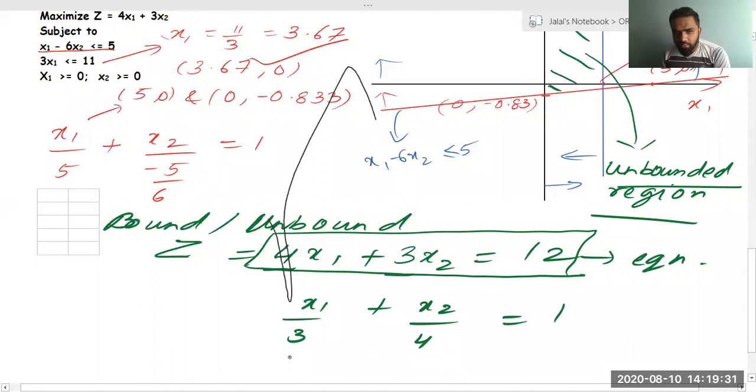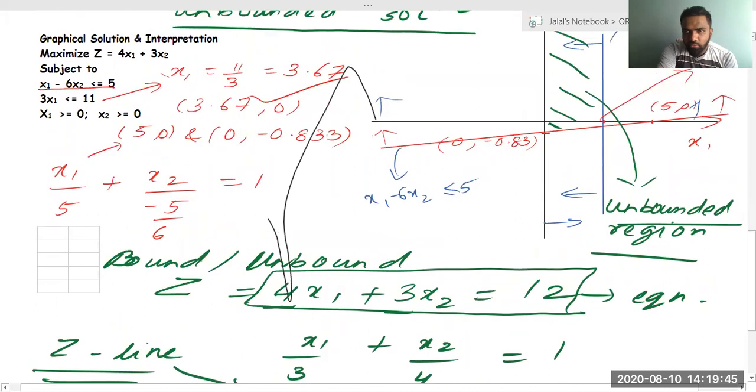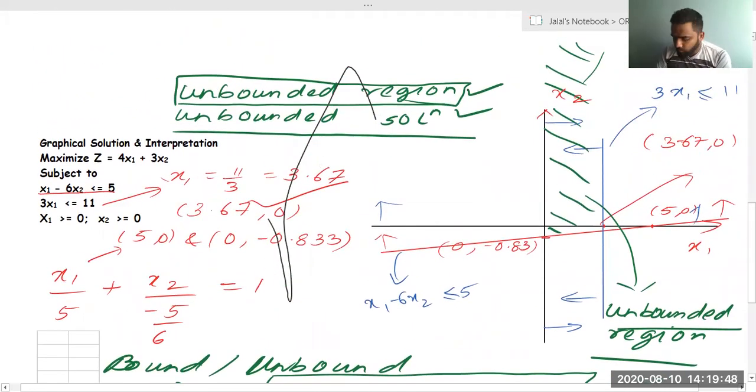So now what are the coordinates? If I want to draw this Z line on my graph, what are the coordinates? The coordinates for the Z line will be 3, 0 and 0, 4. So I'll just move to this graph. Suppose this is 3, 0, and this value is 0, 4. So I've got both the values.